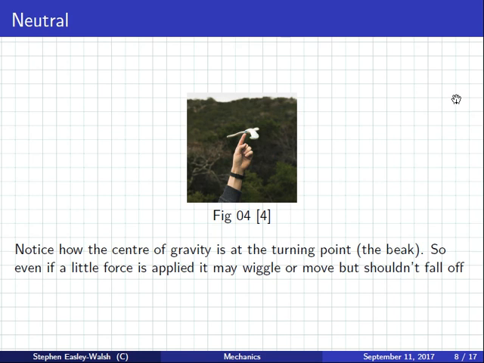So like here, if I push it, would it fall? No, it'll move, but it doesn't fall. So we call this neutral. Neutral, if you want to write that down, please. Neutral: center of gravity is at the turning point.